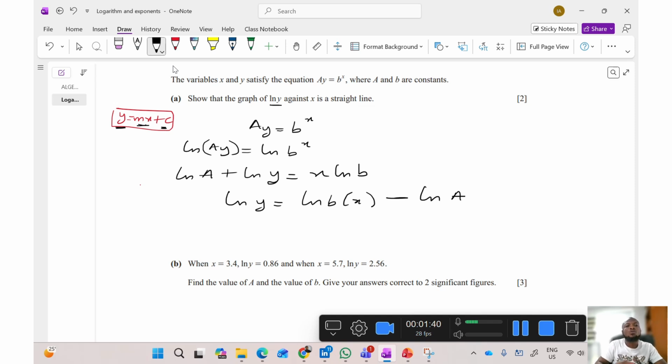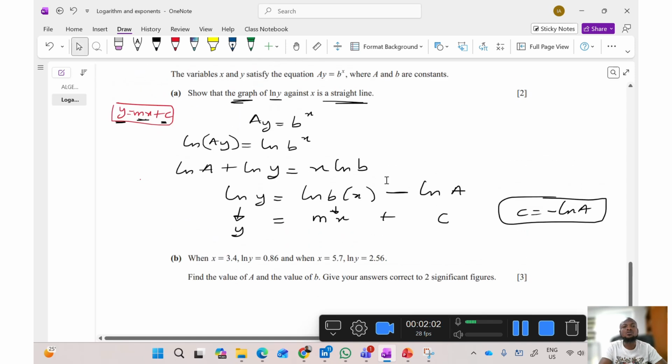Okay, so this is a function of y. So this is related to y. And how about this? This is mx, then plus c. That means c is equal to minus ln a. So writing this means you have been able to show that this graph is a straight line. I hope this is understood. So question A is solved.